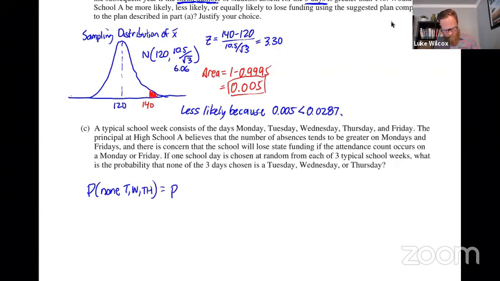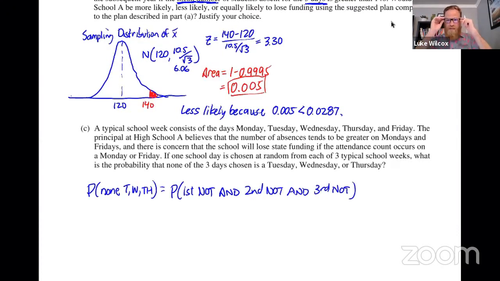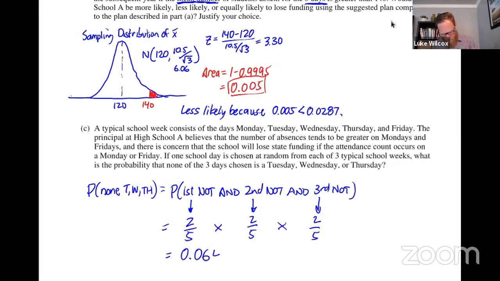Well, what that really means is that the first day that is selected is not Tuesday, Wednesday, or Thursday, and the second one selected is not, and the third one selected is not. Well, this is an and problem, and we can say that each of these days is independent, so we need to just multiply probabilities. So the probability that the first day is not Tuesday, Wednesday, or Thursday, well, that leaves me with only 2 days out of 5, right? Monday and Friday. And then that second being not Tuesday, Wednesday, or Thursday, of course, is going to be the same. And the third is the same. And because they are independent, we can multiply those 3 probabilities. And that's going to give me an answer of 0.064.